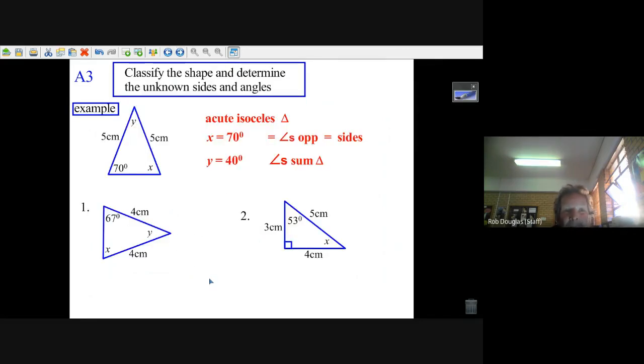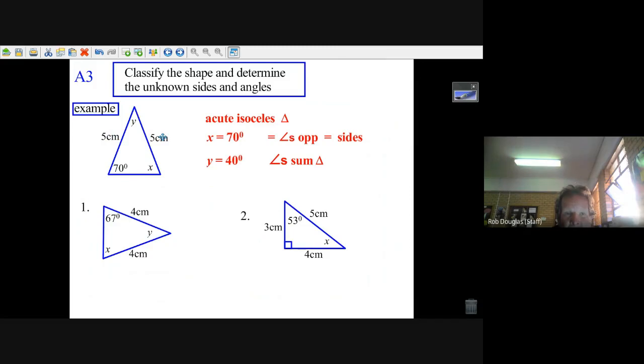And the third one is you have to classify the shape, then you look at the thing and you have to solve for any unknown sides or angles that are there. Let's take a look at the first one here. Two sides are the same. That's an isosceles triangle. The angles are all, you can see, less than 90, so it's acute. So there's the classification, acute isosceles triangle.